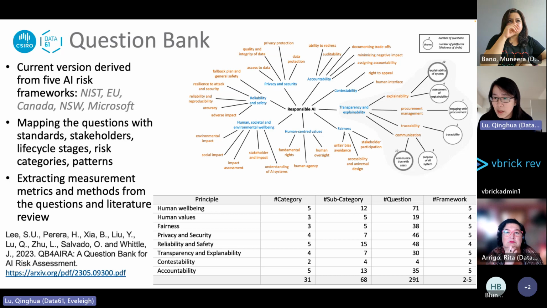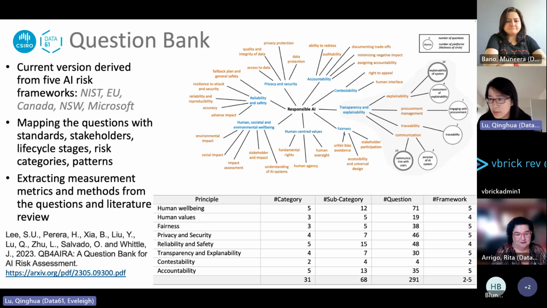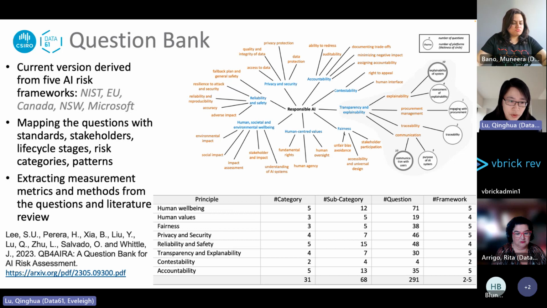If you look at this figure, for example, under the transparency and explainability principle, we have 4 categories under this principle. For explainability, we have collected 10 questions to understand the explainability of the system, and we have collected 4 questions for the assessment of explainability. And we are currently mapping the questions with standard items, stakeholders, life cycle stages, and patterns for risk mitigation. We are also identifying the measurement metrics and methods from the existing frameworks.